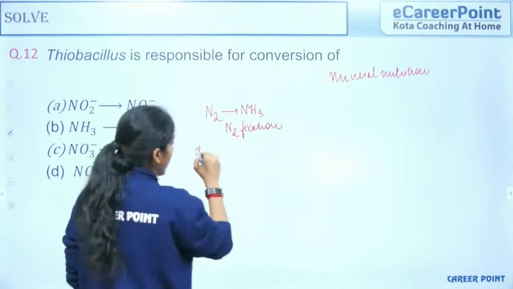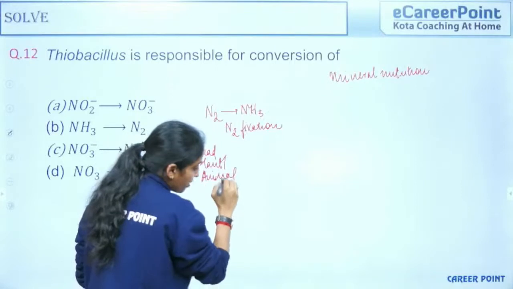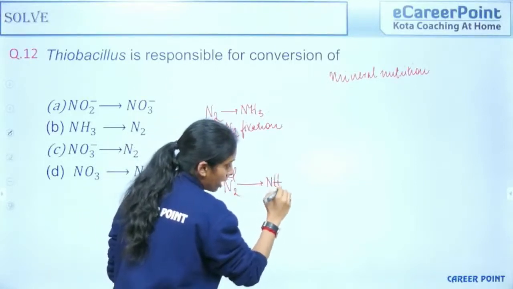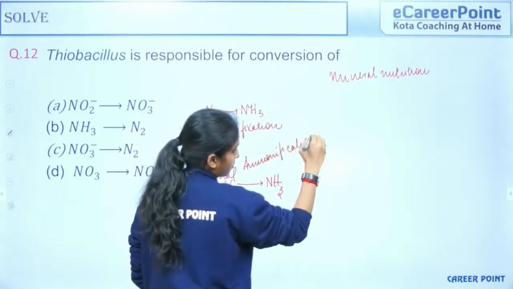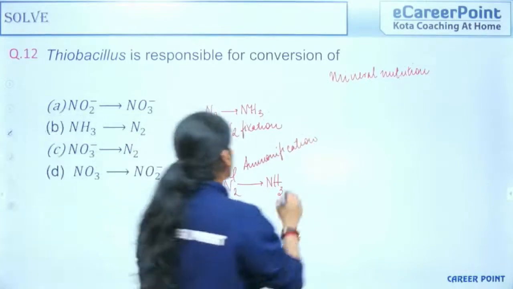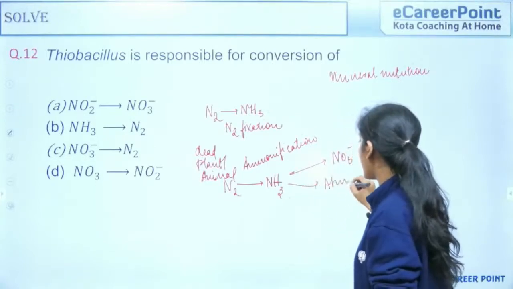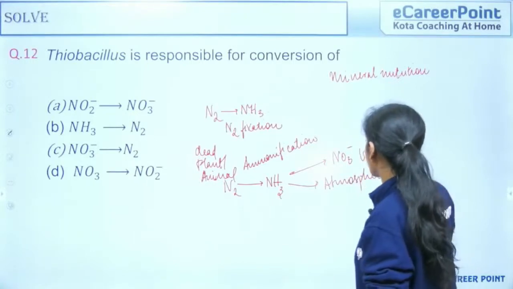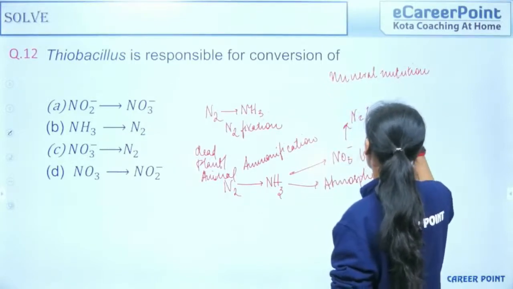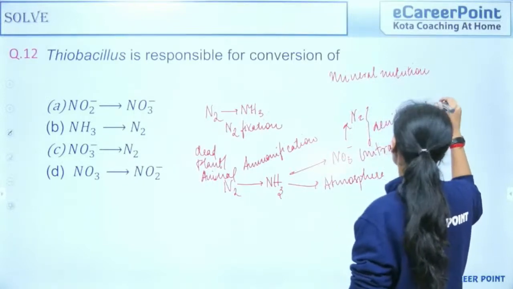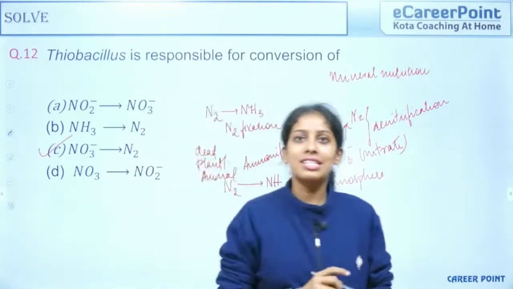From a dead plant or animal, when the nitrogen is converted back into ammonia, this process is ammonification. Sometimes this can be converted into NO3 minus, or sometimes it can be taken into the atmosphere. When this nitrate is converted back into nitrogen, this process is denitrification. So from oxides of nitrogen, if you get nitrogen, it is denitrification. That is done by Thiobacillus and Pseudomonas.